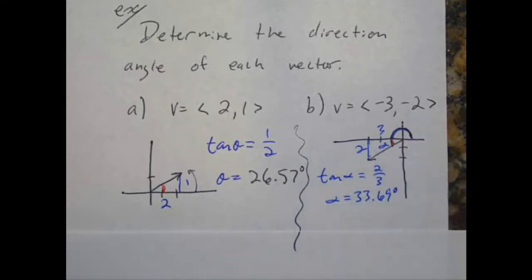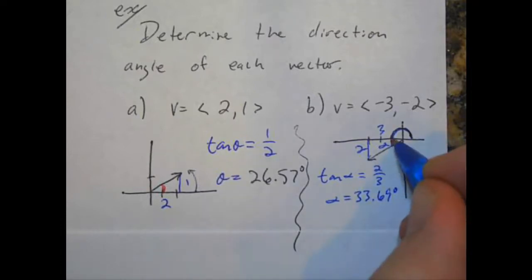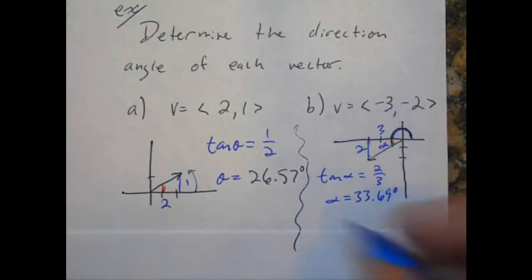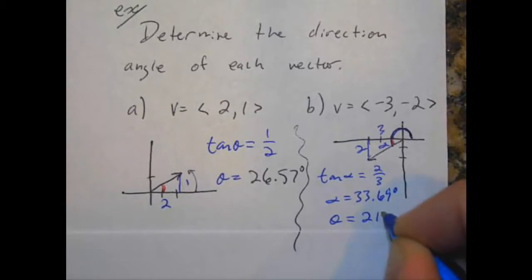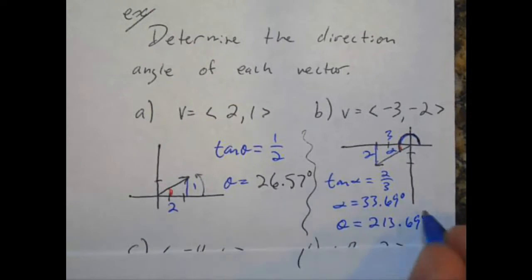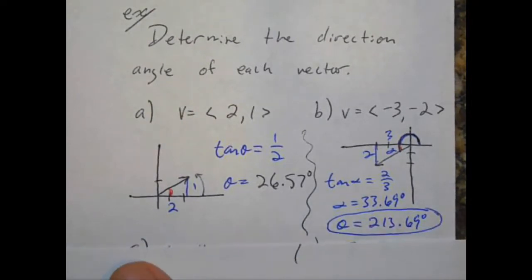And since that is not my direction angle, because that's only going from right there to right there, I need to add 180 to that such that my direction angle is actually 213.69 degrees. There's my direction angle. And if you think about it, on the unit circle, 213.69 degrees puts you in the third quadrant.